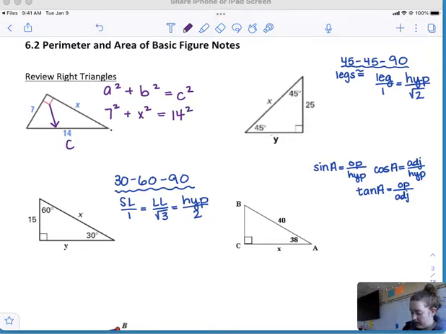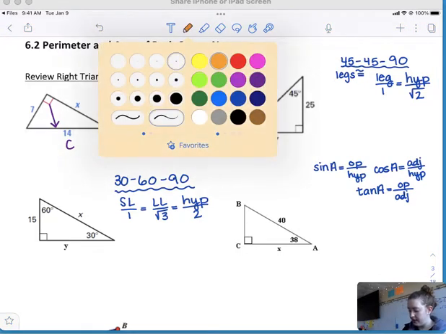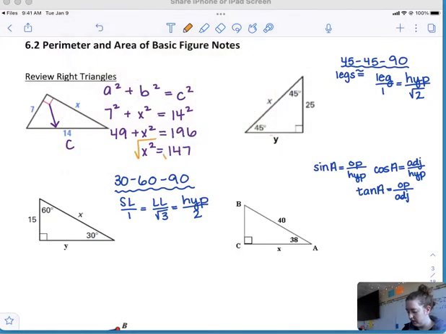We know 7 squared is 49, and 14 squared is 196. So we need to subtract that 49 from both sides. So x squared equals 147. Then we'll take the square root of both sides to get x by itself. And when we pop that into our calculator, it's going to tell me my answer is 7 square root 3.